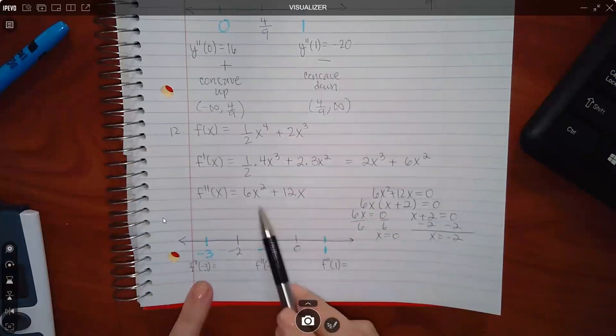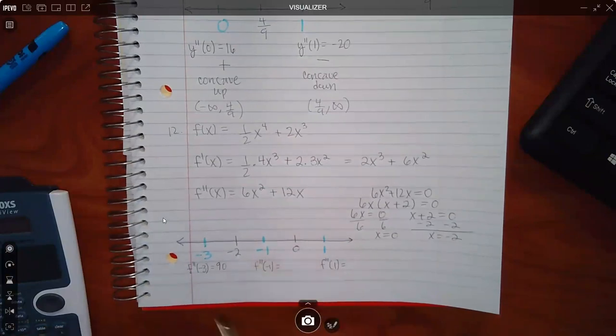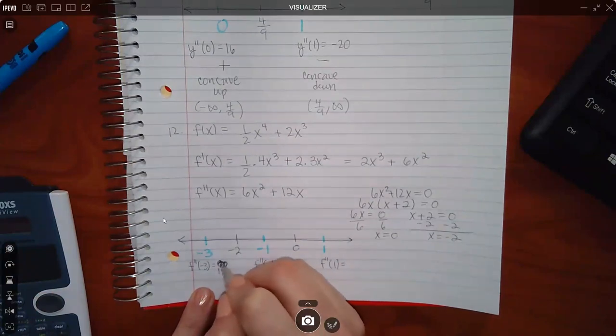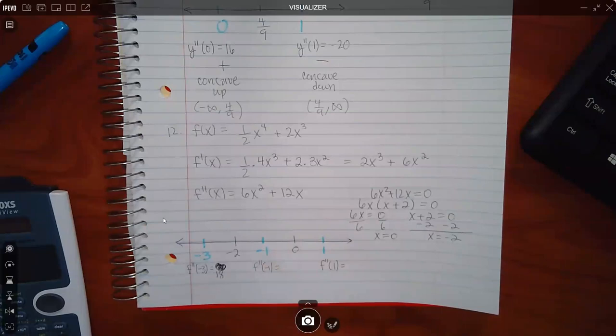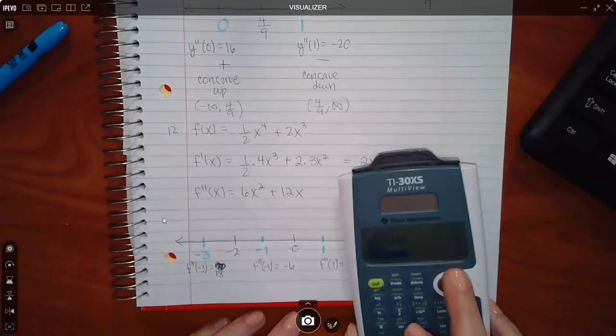So when I plug negative 3 into there, 6x squared plus 12x, I get 90. Oh no, I didn't plug in negative 3. I plugged in positive 3. I get 18, sorry. Then when I plug in negative 1, I get negative 6, and then when I plug in positive 1, I get positive 18. So all I did on my calculator was the programming situation, right?